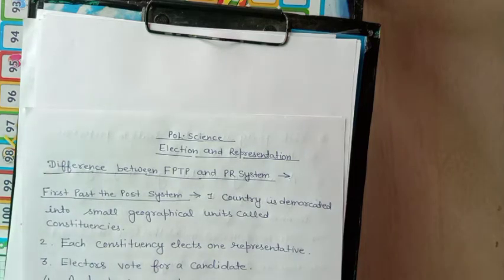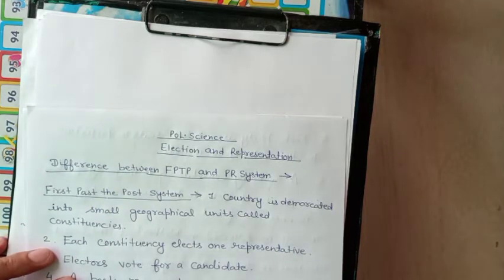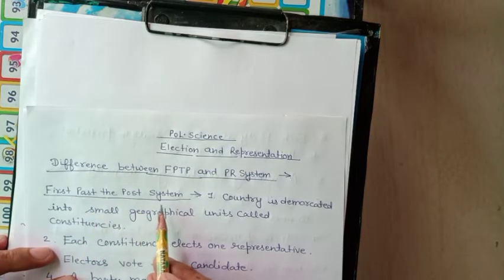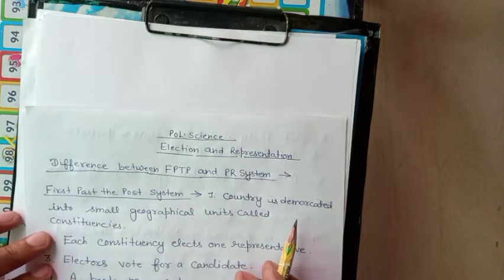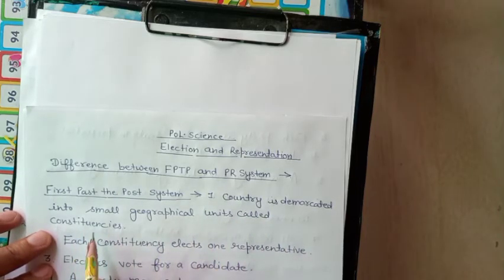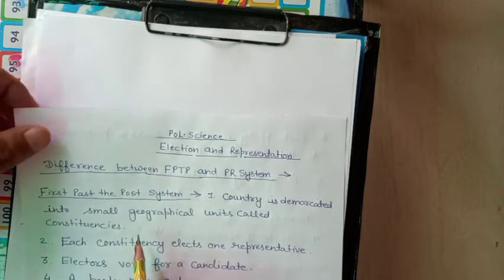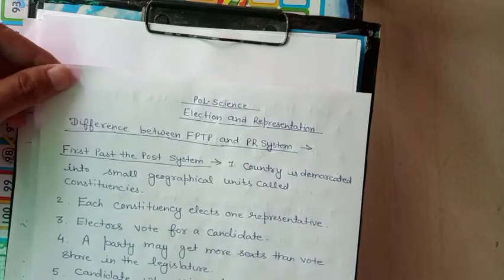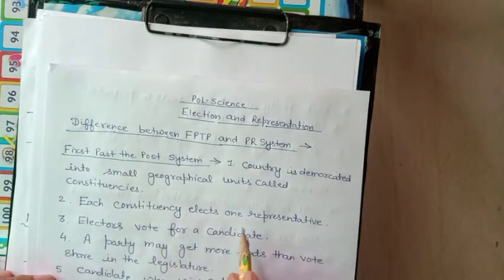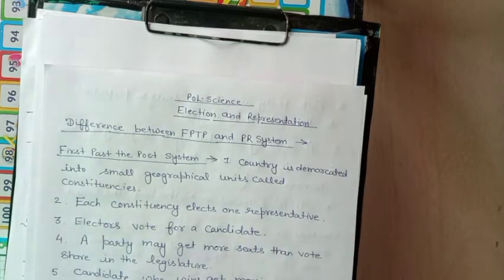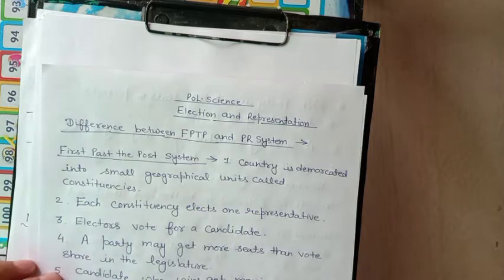As we earlier discussed in detail about both systems, the first past the post system, which we adopted from England, and the proportional representation system. First, we discuss the first past the post system. Let us revise once again that the country is demarcated into small geographical units called constituencies. Like in our country India, the whole country is divided into 543 Lok Sabha constituencies. Each constituency elects one representative. So in the Lok Sabha election, there are 543 members elected from the 543 constituencies.